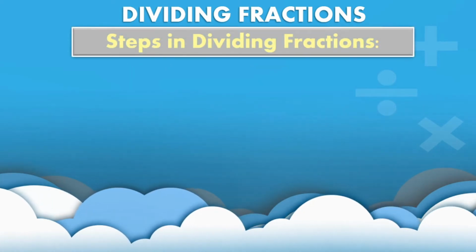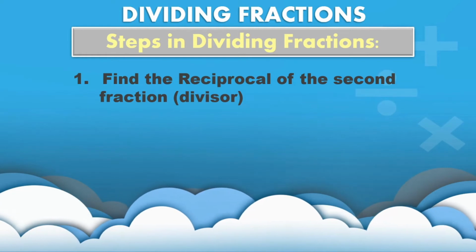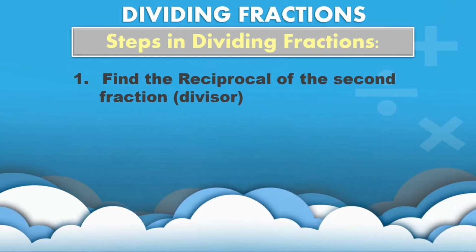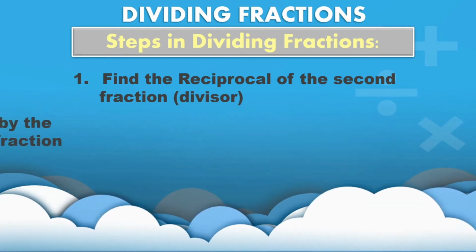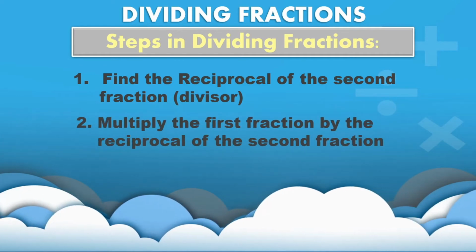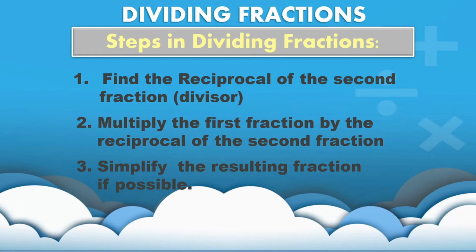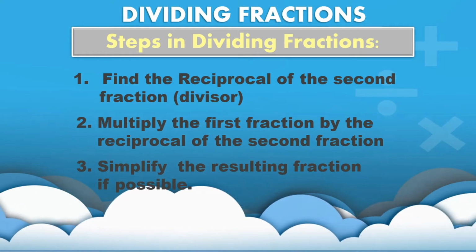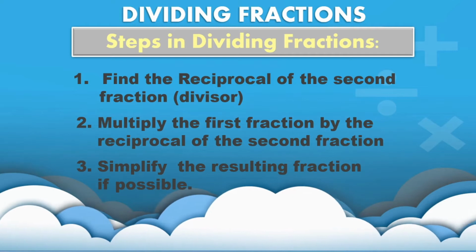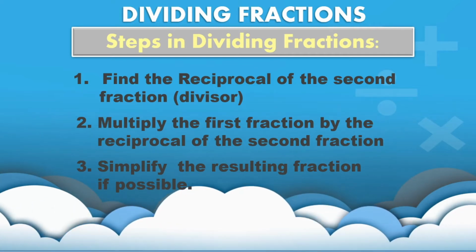Steps in dividing fractions. Number 1. Find the reciprocal of the second fraction or the divisor. Number 2. Multiply the first fraction by the reciprocal of the second fraction. And number 3. Simplify the resulting fraction if possible. Para mas maunawa natin yung mga process na to, let's have this example.